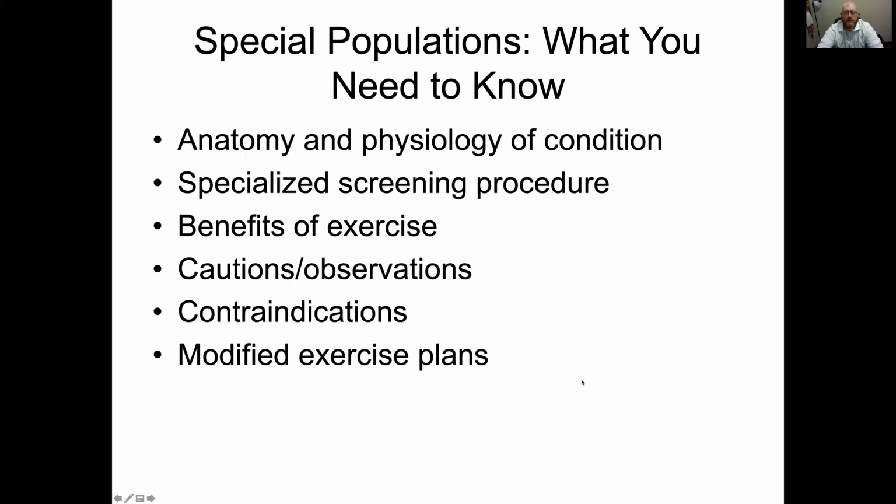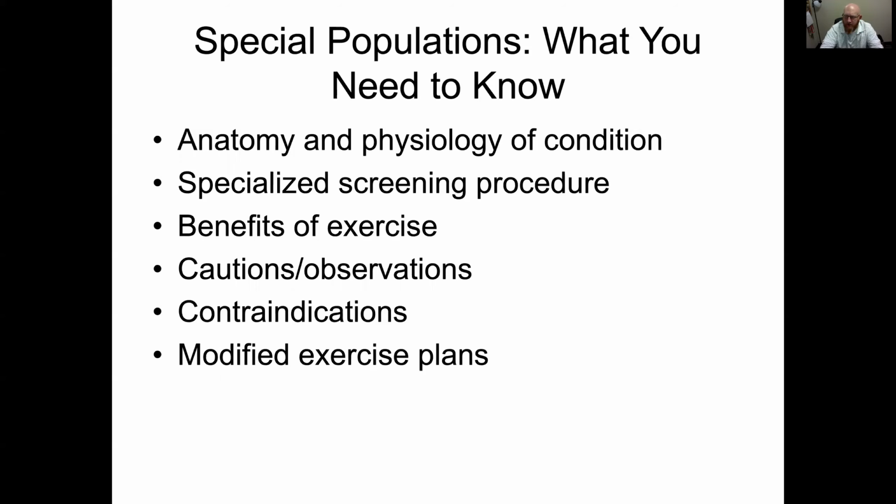So this is what we're going to talk about on each chapter. We're going to talk about each special population, and I'll run through those here shortly. We're going to talk about the anatomy and the physiology of each condition. Do they need a specialized screening procedure? If so, we'll discuss that. What benefits should they see out of exercise? A lot of them will be the same on each chapter. What cautions do we need to take?